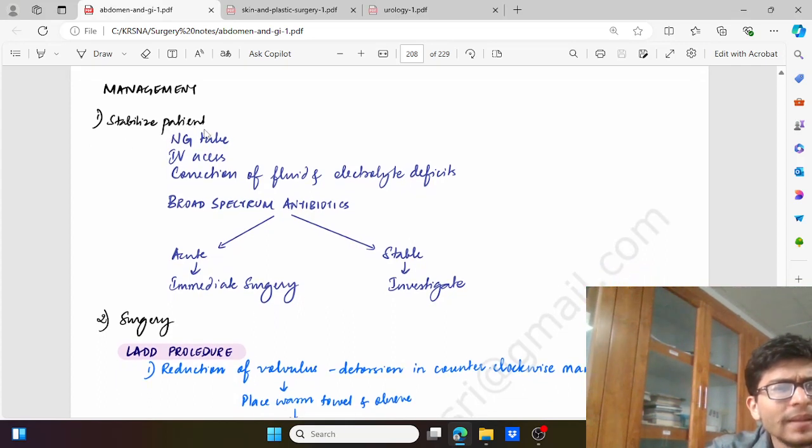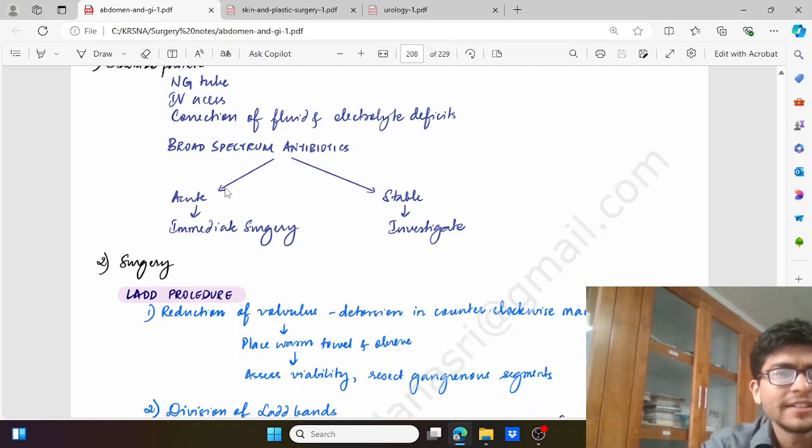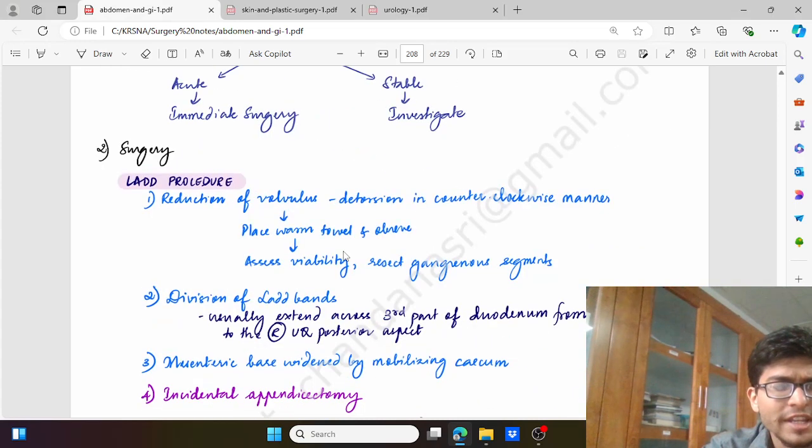Management: stabilize the patient initially with an NG tube, securing an IV line, and correcting the fluid and electrolyte deficit, starting broad spectrum antibiotics. And in case of acute presentation, we can consider immediate surgery. In a stable patient, we can further evaluate and then plan for surgery.